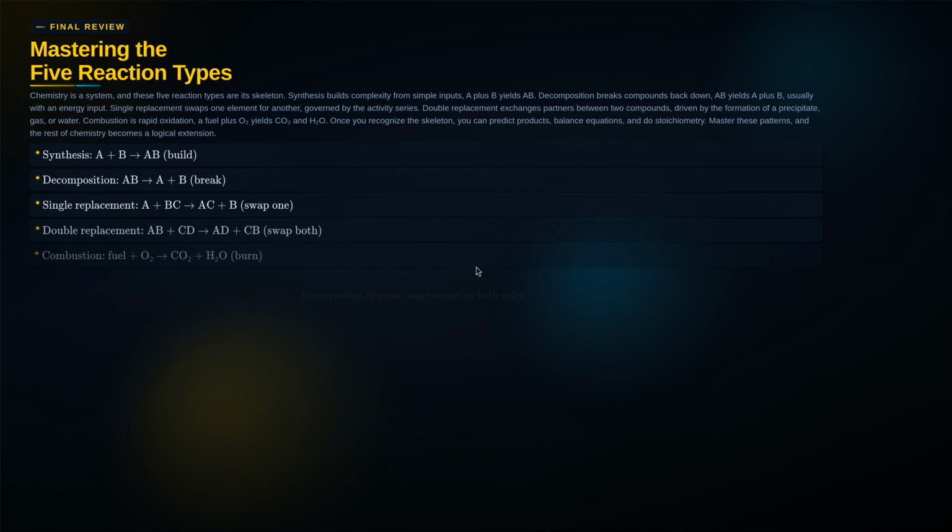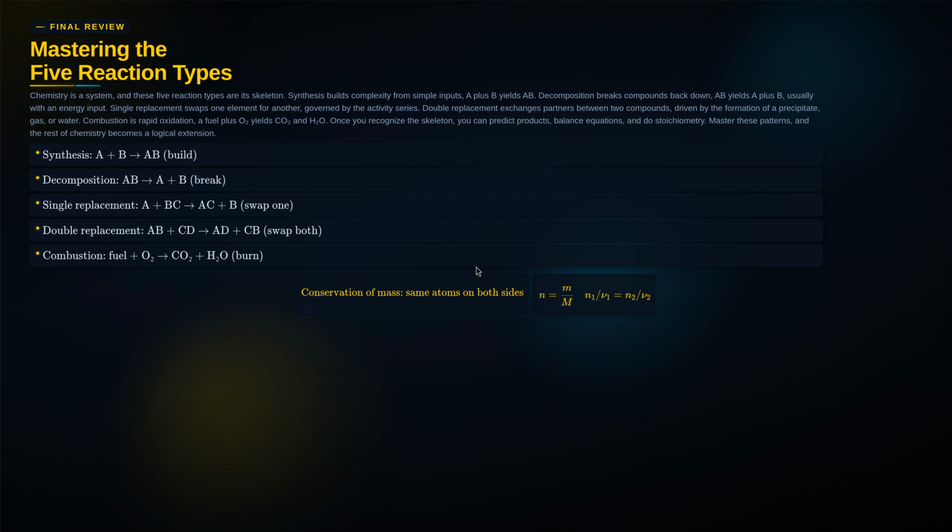Let us bring everything together. 5 types of chemical reactions organize the entire landscape of chemistry. Synthesis. A plus B yields AB, builds compounds from simpler substances, like iron plus sulfur, giving iron sulfide. Decomposition. AB yields A plus B, breaks a compound apart, like water splitting into hydrogen and oxygen.